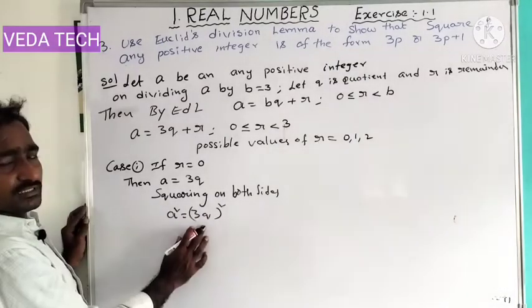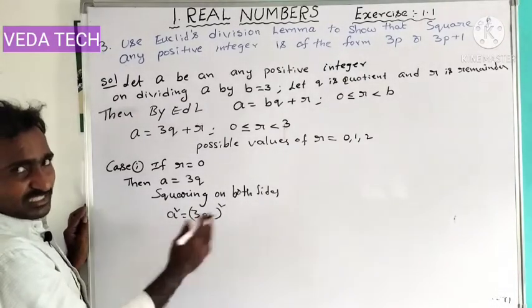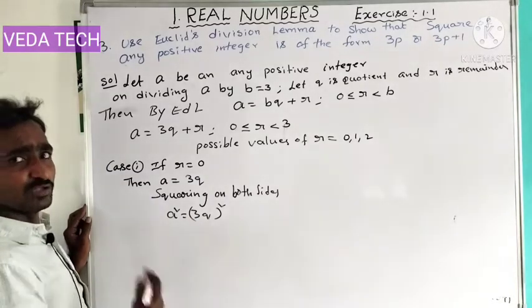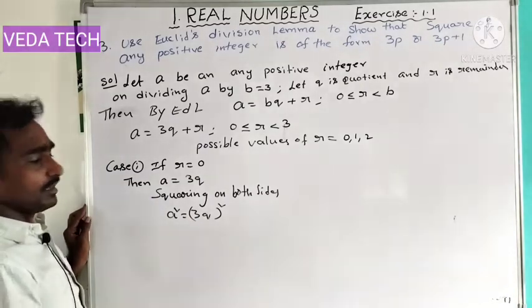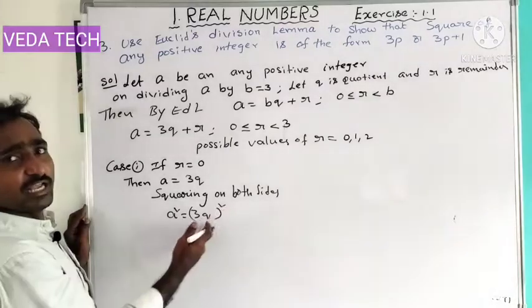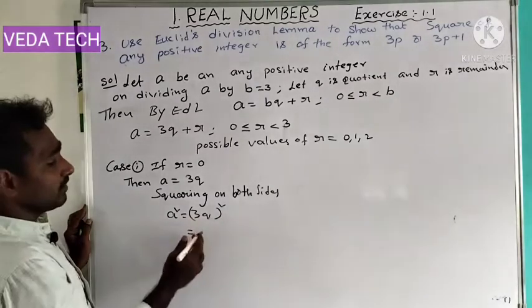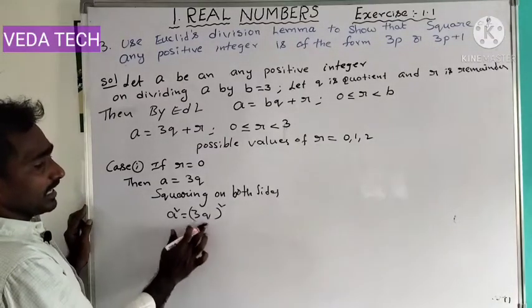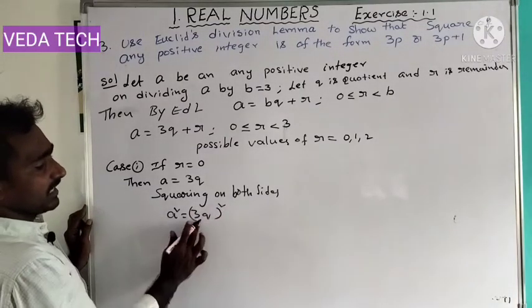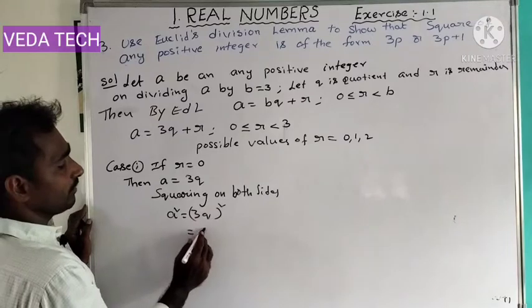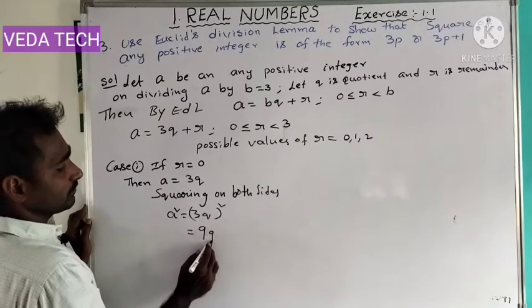3q whole square means 3q into 3q. Like x square is x into x, 2 square is 2 into 2. So 3q into 3q means 3 into 3 is 9, q into q is q square. Or a into b whole square is a square into b square, so 3 square into q square, 3 square value is 9, q square.